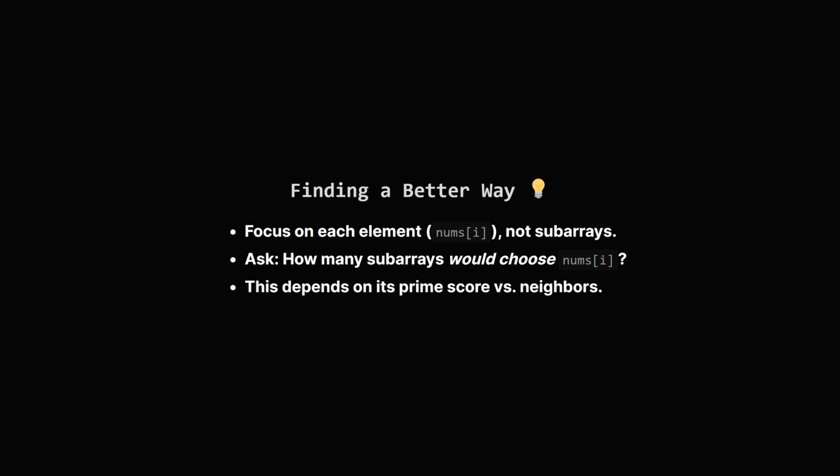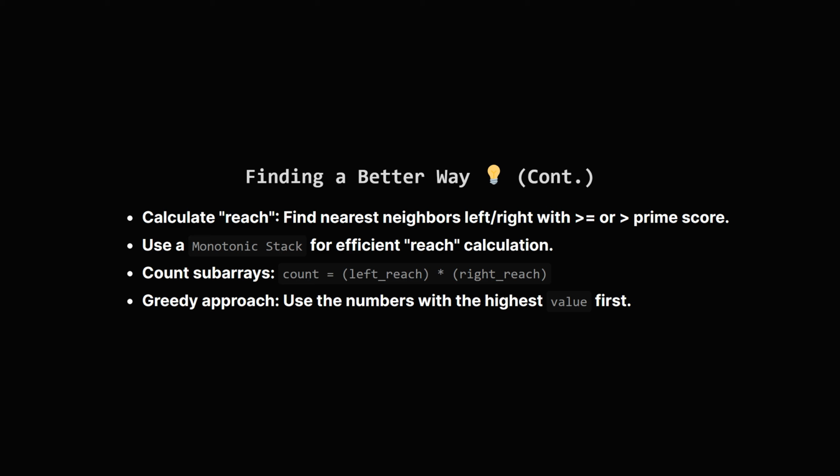Instead of thinking about subarrays first, let's flip it around. Let's think about each number in the original list. For a specific number, say nums[i], can we figure out how many different subarrays would end up picking this nums[i] as their special number? If we could calculate this influence count for every number, we'd know how valuable each number is. How do we find that influence count?